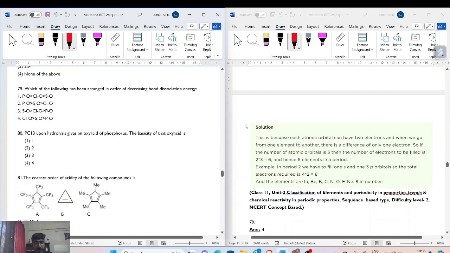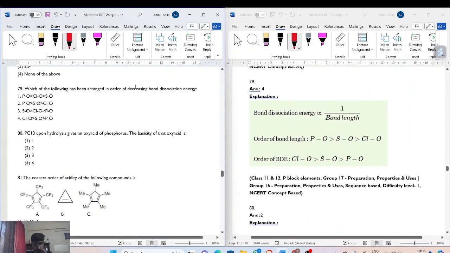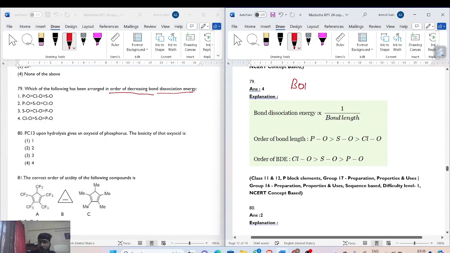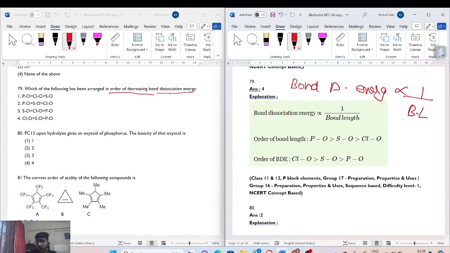Now question number 79. Which of the following has been arranged in order of the decreasing bond dissociation energy? Okay, so we know that bond dissociation energy is inversely proportional to bond length.